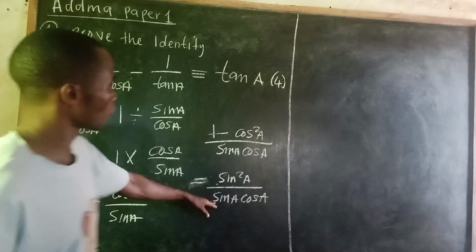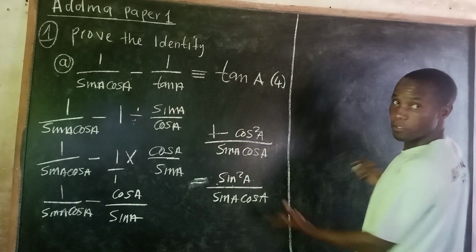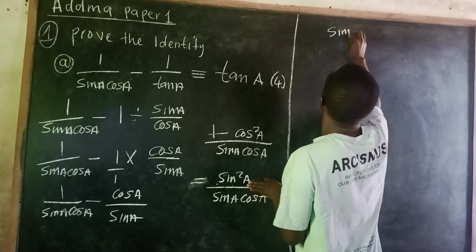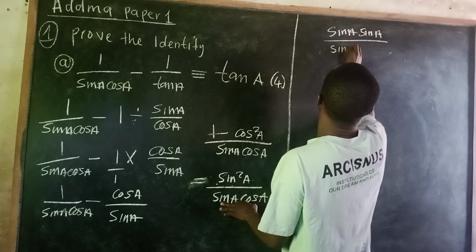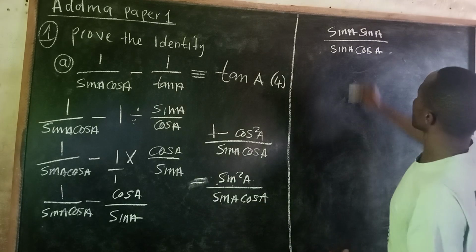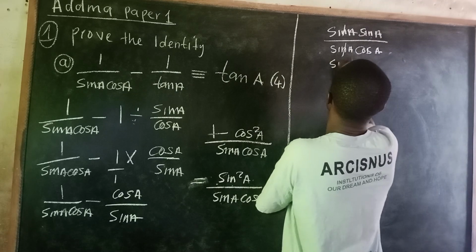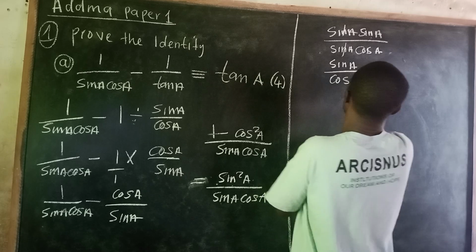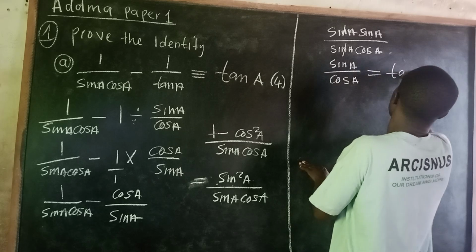Then from there, we want to simplify further. When we have sine A squared, this is the same as sine A times sine A, over sine A cos A. So this sine A will go with that sine A. On top there we are left with sine A over cos A, which is the same as tan A.